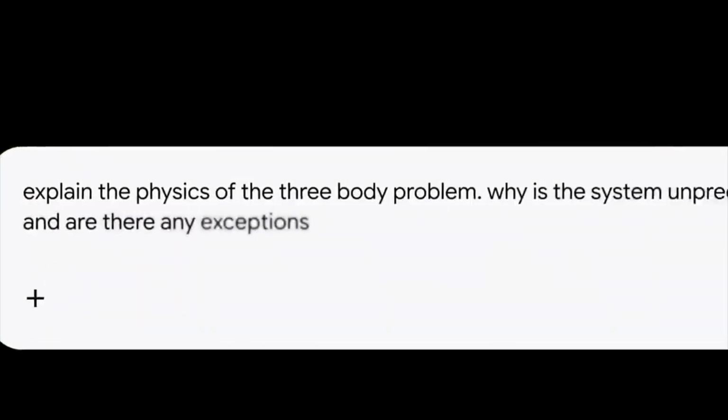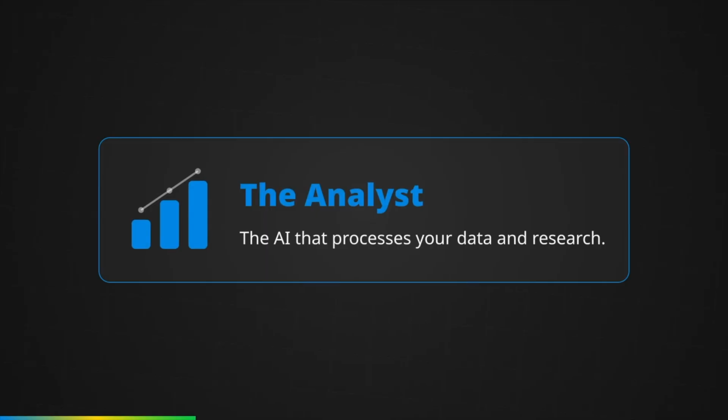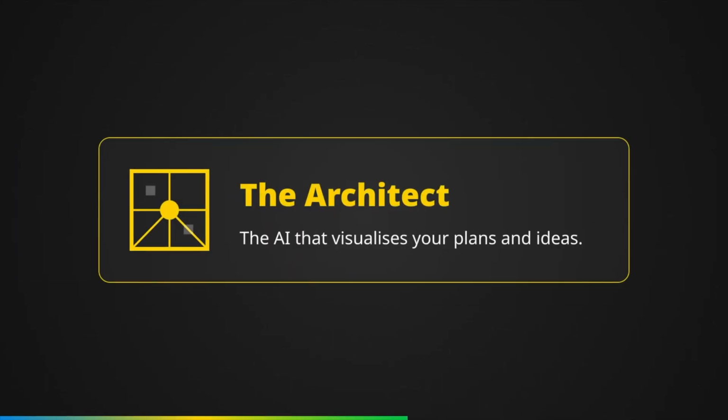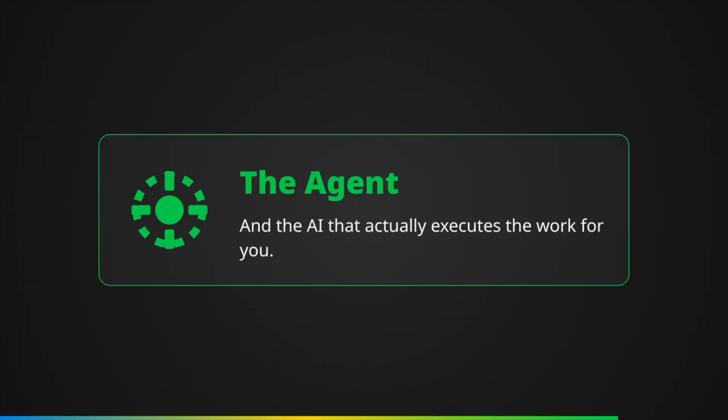But we aren't just going to look at them as tools, we're going to look at them as specific roles you need to run your business. For example, the Analyst, the AI that processes your data and research. Then you've got the Architect, the AI that visualizes your plans and ideas. And finally, you've got the Agent, the AI that actually executes the work for you. Starting off with the Analyst.